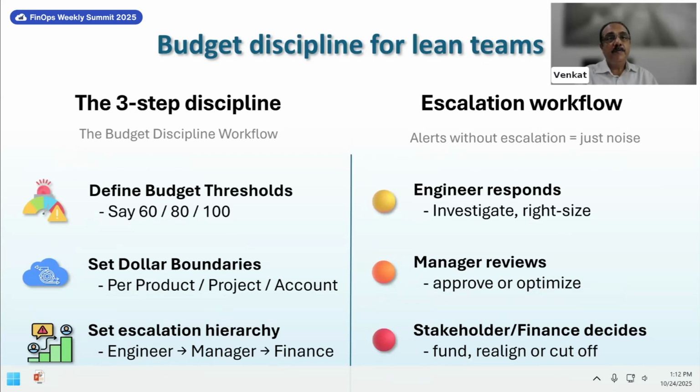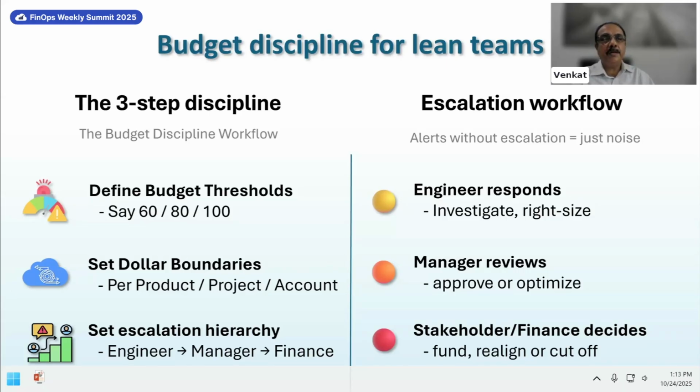So, budget discipline for a lean team. This is what happens on the federal side. It's not a big team. Every project or application they bid on, the contract, they manage. Maximum is 15, 20 people working on that.